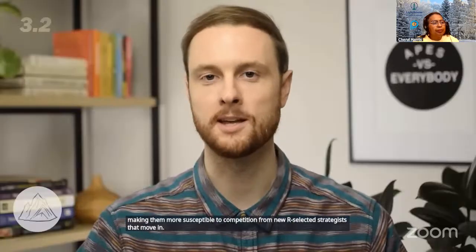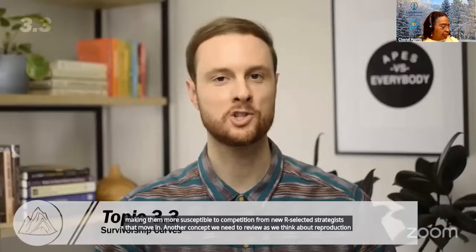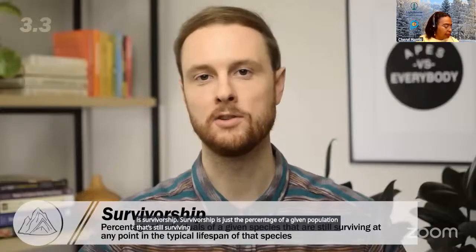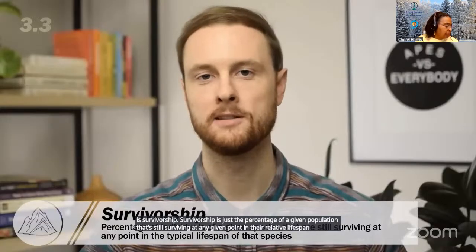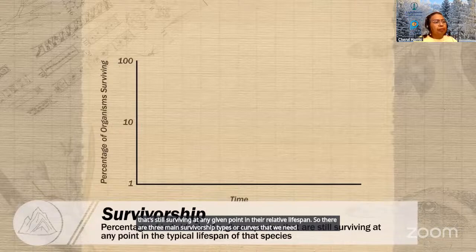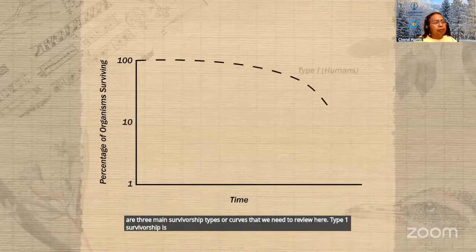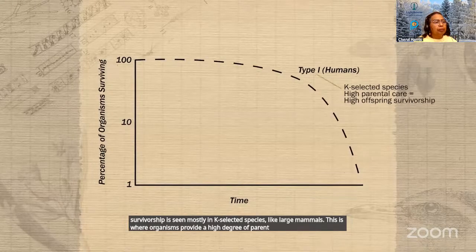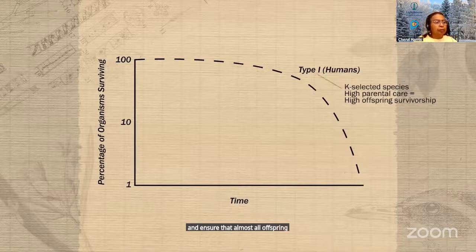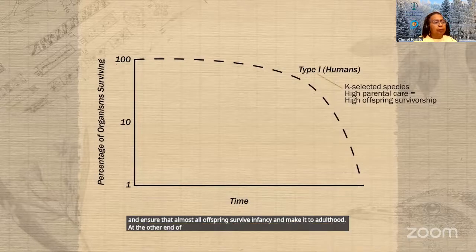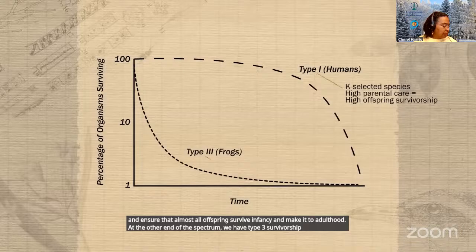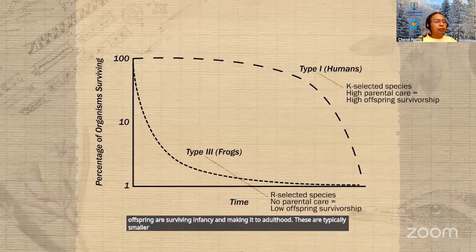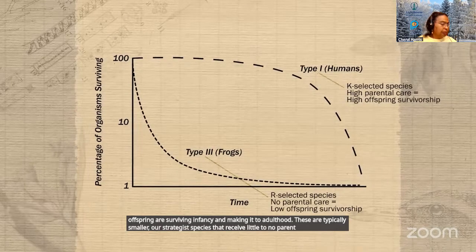Another concept we need to review as we think about reproduction is survivorship. Survivorship is just the percentage of a given population that's still surviving at any given point in their relative lifespan. So there are three main survivorship types or curves that we need to review here. Type 1 survivorship is seen mostly in K-selected species like large mammals. This is where organisms provide a high degree of parental care and ensure that almost all offspring survive infancy and make it to adulthood. At the other end of the spectrum, we have type 3 survivorship, where very few offspring are surviving infancy and making it to adulthood. These are typically smaller, R-strategist species that receive little to no parental care, so they're often prey for larger organisms.